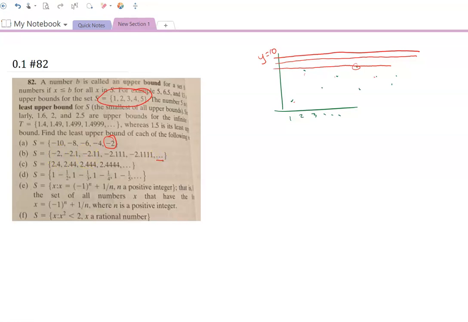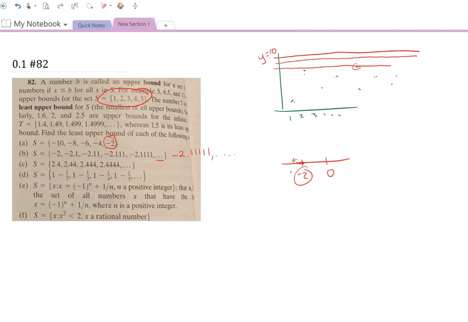This is an infinite set, but it'll continue forever, adding ones behind it. So -2.1, -2.11, -2.111, and then continuing on like that. If we think about where these numbers are on the number line, -2 is here, -2.1 is to the left of that, -2.11 is to the left of that, -2.111, etc. And the numbers are going this direction, okay? So the least upper bound, again, the smallest number that all of those numbers are less than or equal to, is going to be -2. Okay, so -2 is the answer for part B as well.